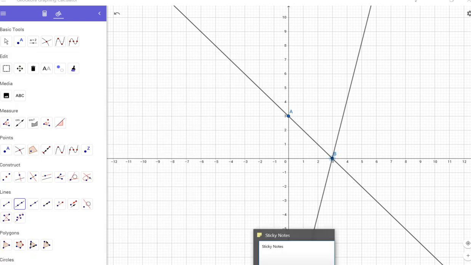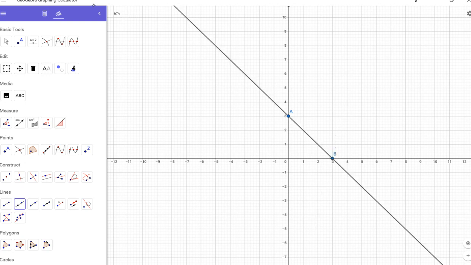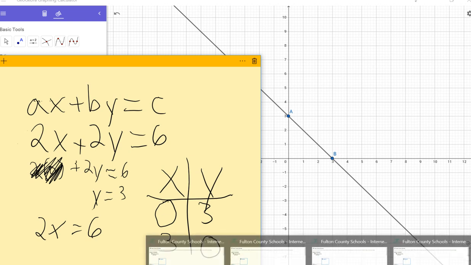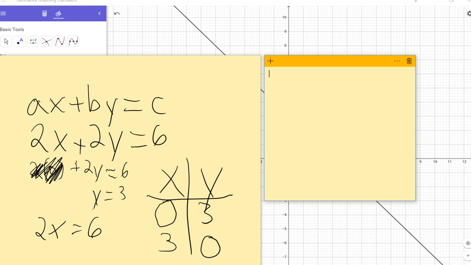Okay, so let's take the same equation. Oh, that's not what I meant to do. Okay, I'm just going to start over again. Okay, yeah, there we go. That's what I'm looking for.